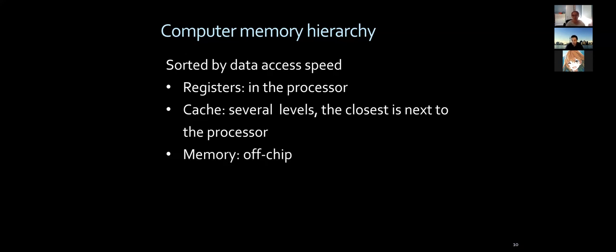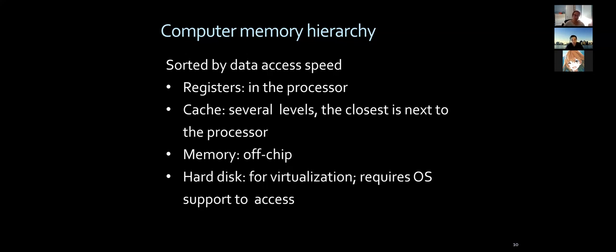Then there is memory that is typically off chip, but it can be on chip as well sometimes in some smaller devices. And there is hard disk for virtualization, which requires OS support to access. And when I say hard disk, I also mean SSDs, right? If you use flash, for example, and a lot of modern laptops have flash instead of magnetic drives, but they all operate on the same principles. From the OS perspective, there's not a big difference between flash versus hard disk, right? This is where everything is backed up.